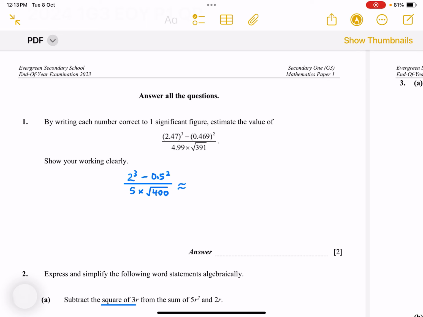Solutions to the end of year 2024 for 1G3 paper 1.